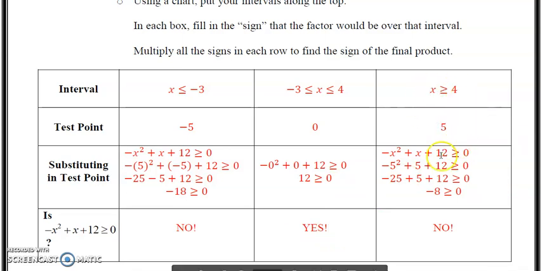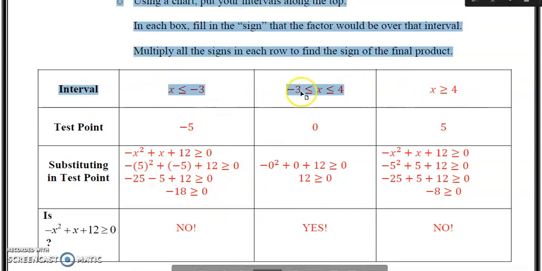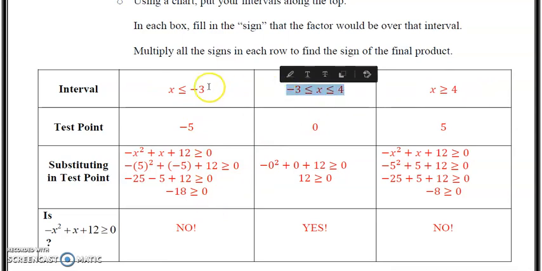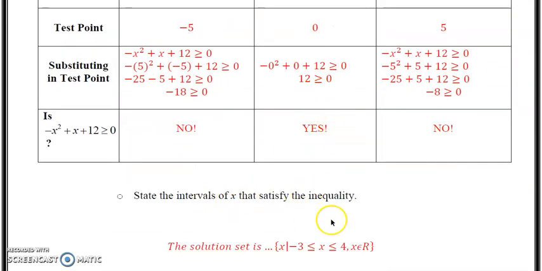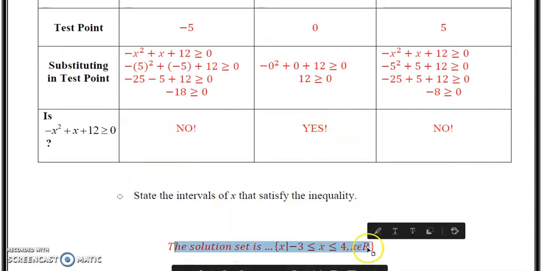Put in 5 because it's greater than 4. Plug it in, we get -8 greater than or equal to 0. We know that's not true for the original. So we have no, yes, no. That means our solution set is right here. It's either going to be in between, or below and above. Pretty straightforward. And then we state the intervals that satisfy. So there's your answer. The set of x such that -3 is less than or equal to x, less than or equal to 4. x is an element of the real number system.